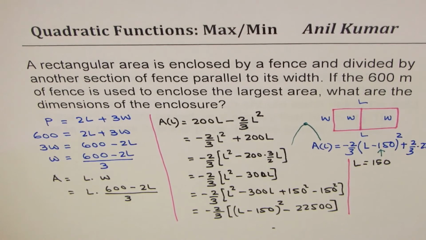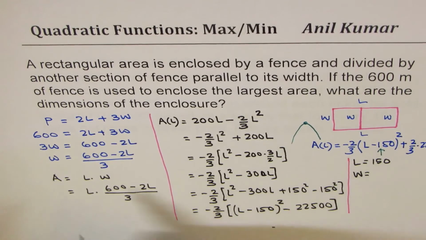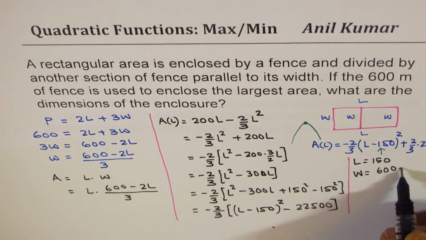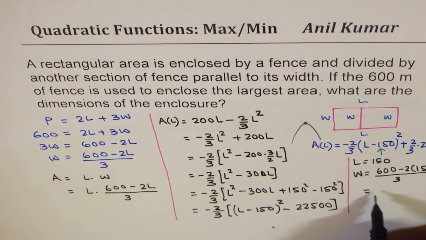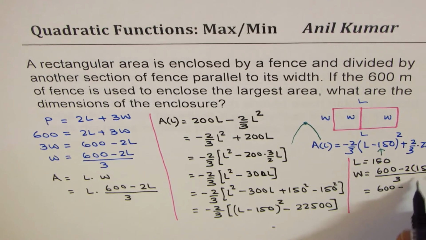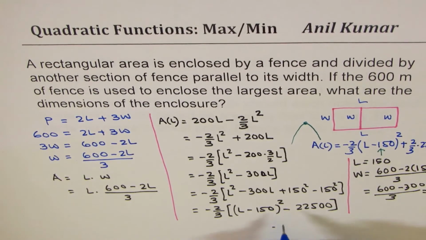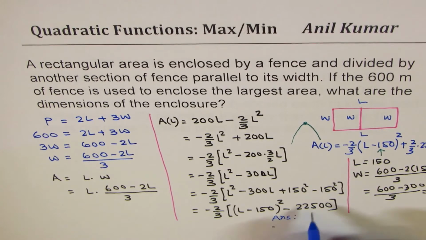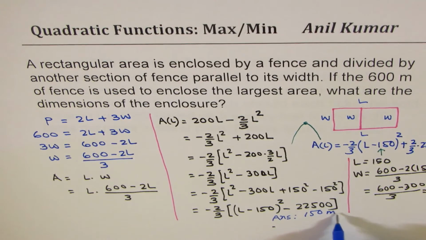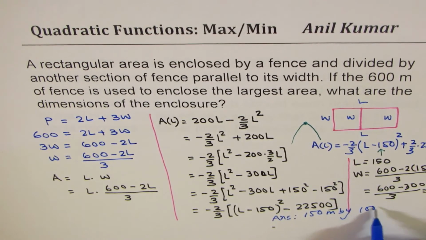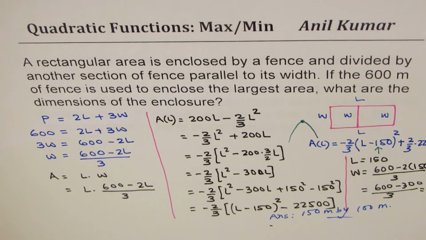Perfect. So if L is 150, what is the width? Width is 600 minus 2 times 150 divided by 3, which is 600 minus 300 divided by 3, and that is 100, correct? And so we get our dimensions. So the answer is, the dimensions are 150 meters by 100 meters. So that is how it can be solved. I hope the steps are absolutely clear.